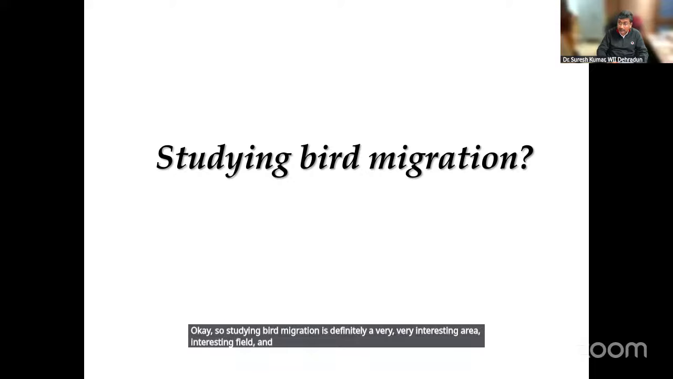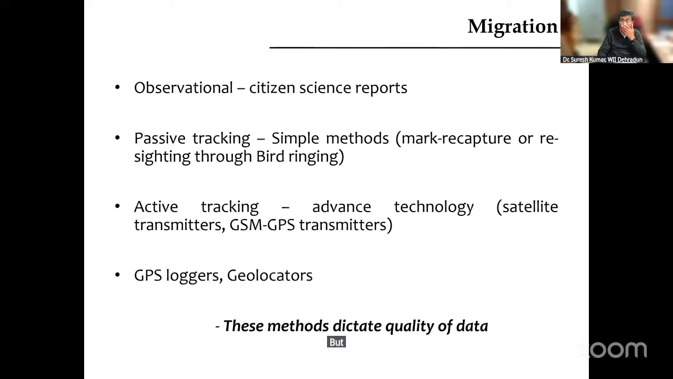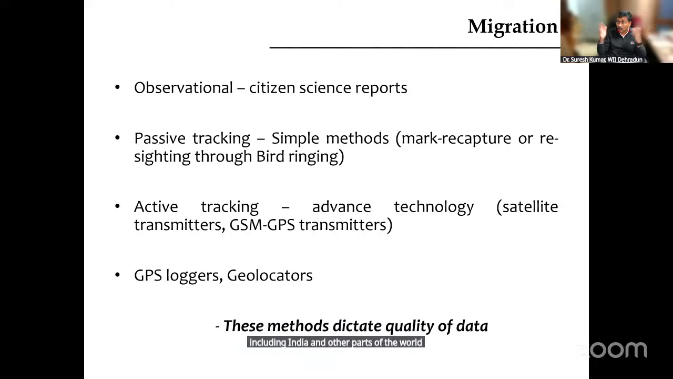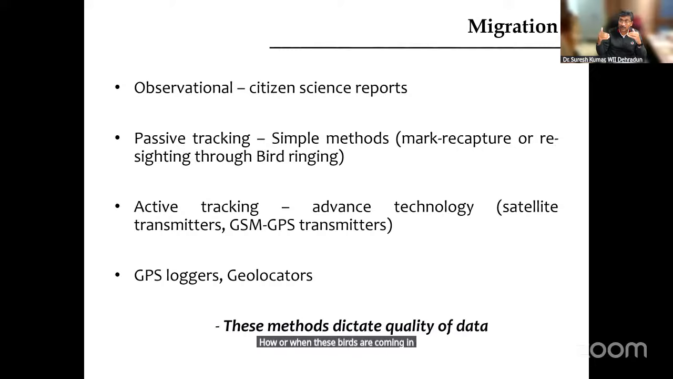And in India, it is still evolving. There are still a lot of technological challenges in being able to study a majority of the birds, of smaller sizes, which possibly have bigger stories to tell, but they're still challenging. So the citizen science based observational studies, the simple recording or reporting of birds seen in a particular area, when you have this data across large land masses, including India and other parts of the world, and all of this data put together is definitely giving us very, very interesting insights into how or when these birds are coming in and what time of the year they're coming and things like that.